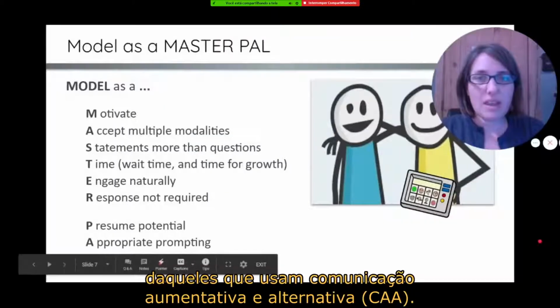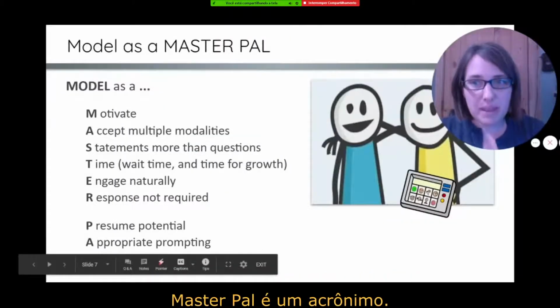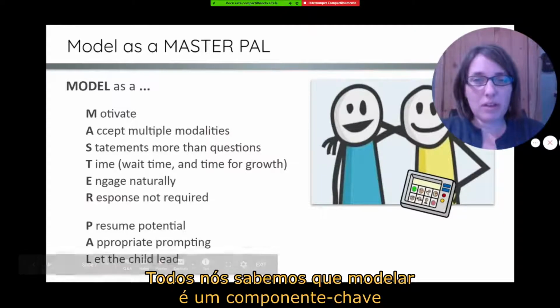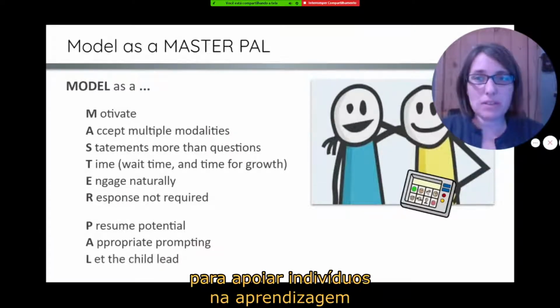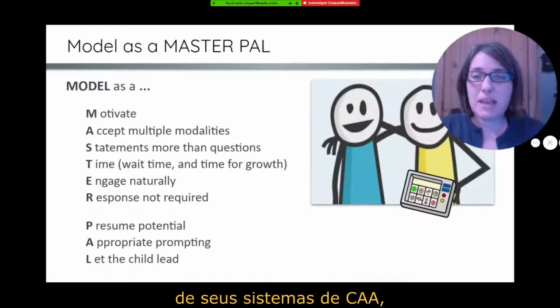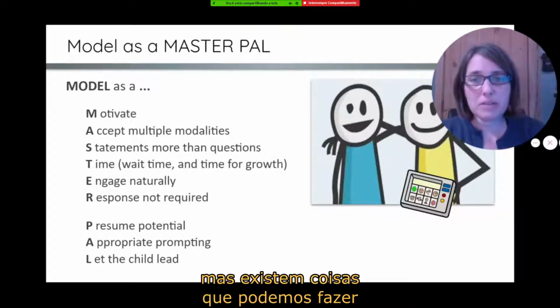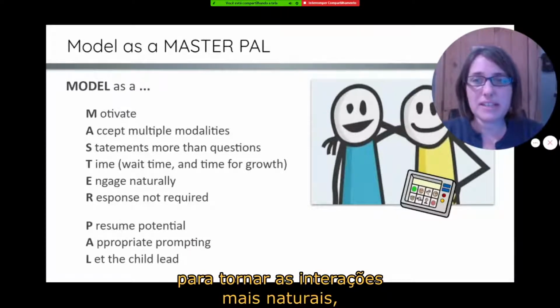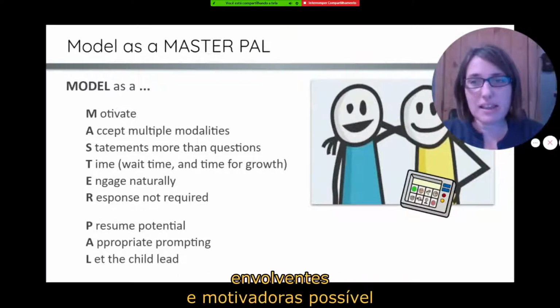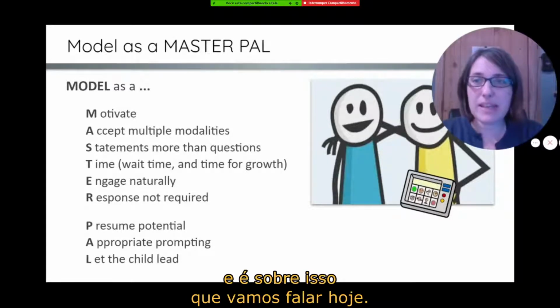AAC. MasterPal is an acronym. We all know that modeling is a really key component of supporting individuals to learn their AAC systems, but there are things that we can do to make interactions as naturalistic and engaging and motivating as possible. And those are the things we're going to talk about today.